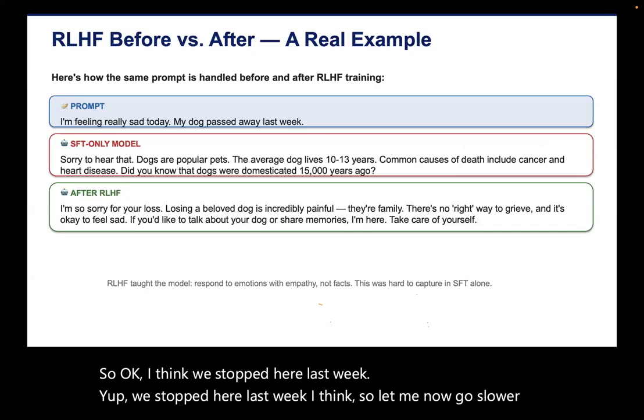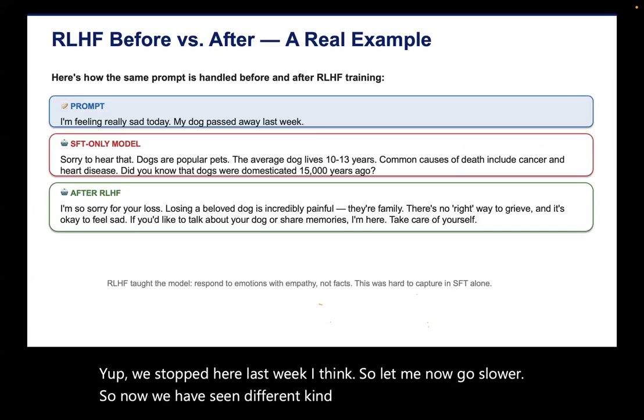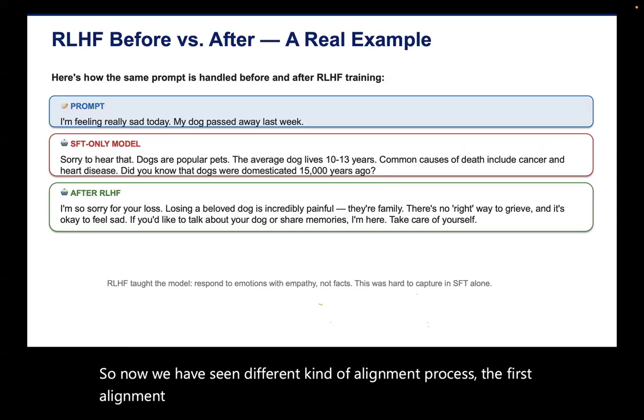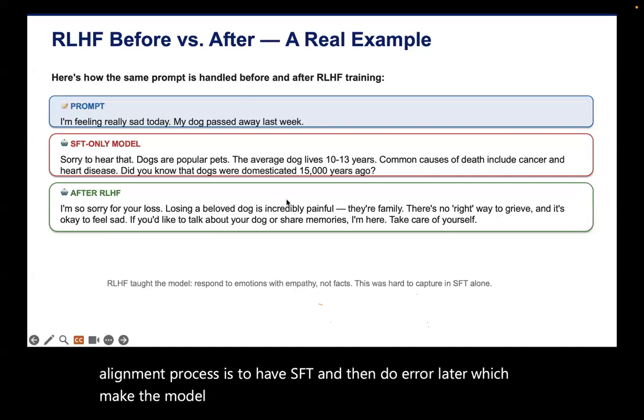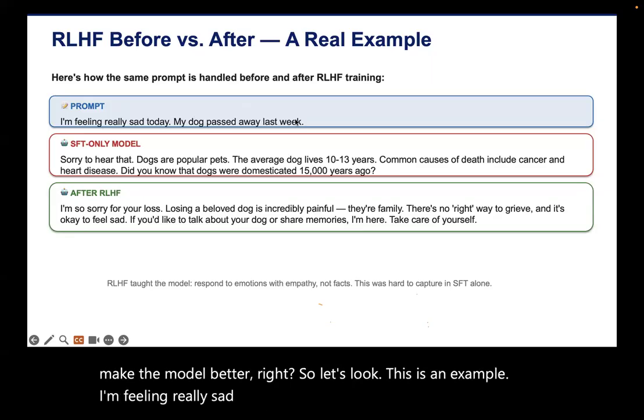Now we have seen different kinds of alignment processes. The first alignment process is to have SFT and then do RLHF, which makes the model better, right? So let's look at an example. I'm feeling really sad today. My dog passed away last week.